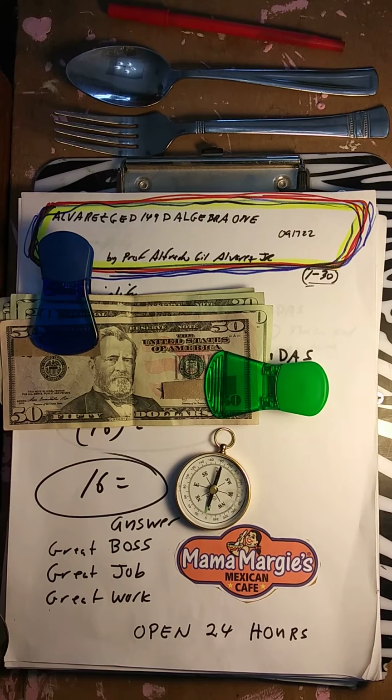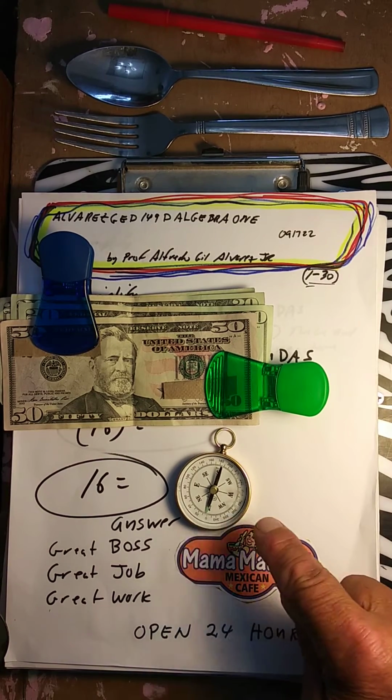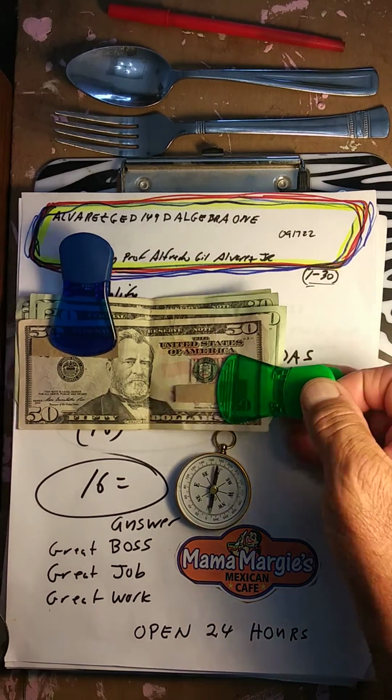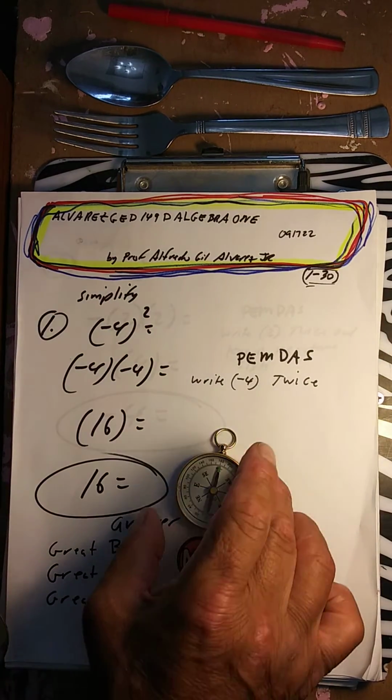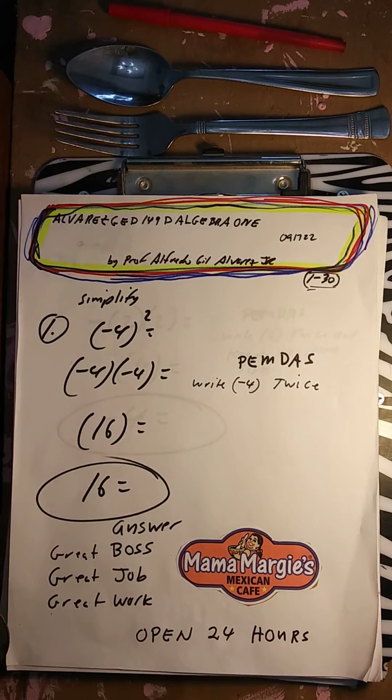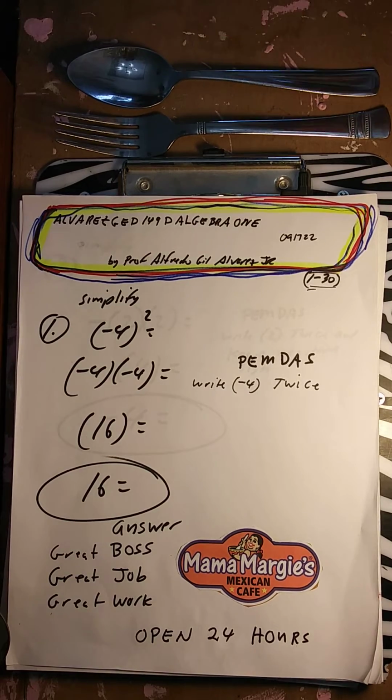Let's take this money away in the direction where you're going. Get your GED. Let's get this cash out of here. Let's get this compass out of here. Let's start it. Let's go. Let's get the action going.